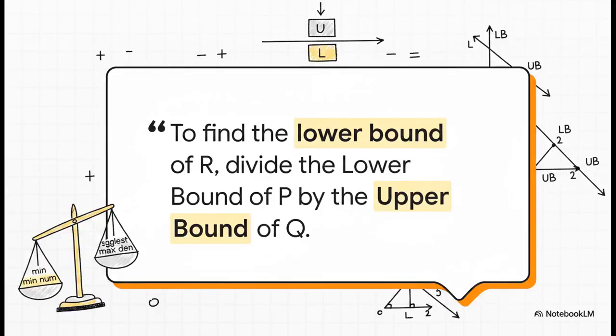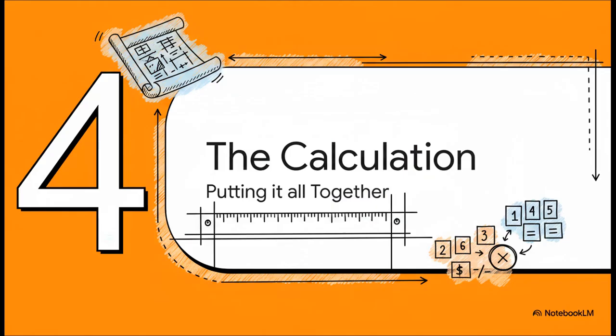Okay, this next bit is absolutely key. It's the whole secret to getting the method mark. Think about it. If you want to make a fraction as small as possible, what do you do? You need the smallest number you can get for the top and divide it by the biggest number you can for the bottom. So for us, that means lower bound of p divided by the upper bound of q. Okay, we've got our strategy, we know the secret rule, and we've got our numbers. Let's put it all together and get this done.